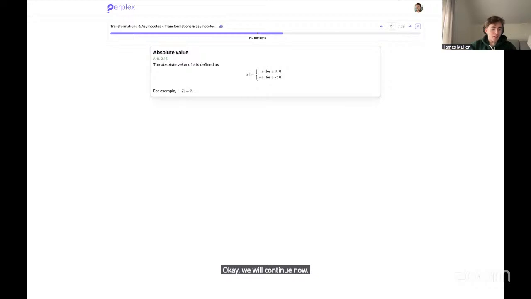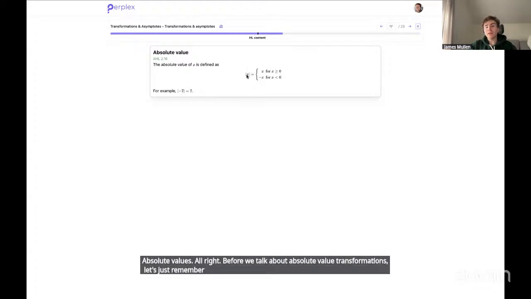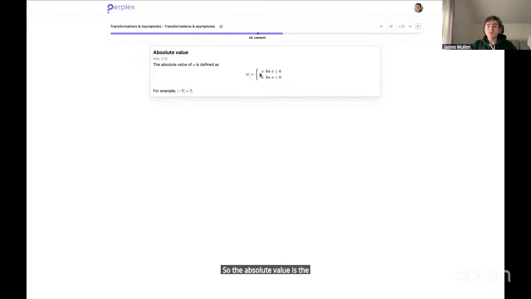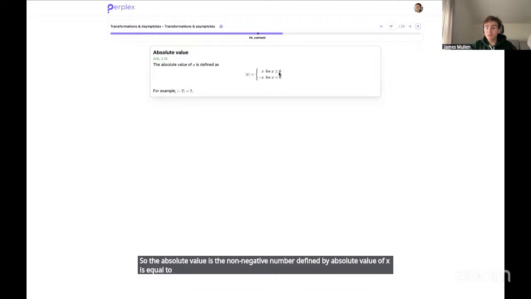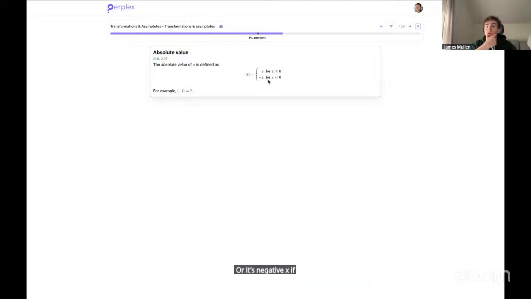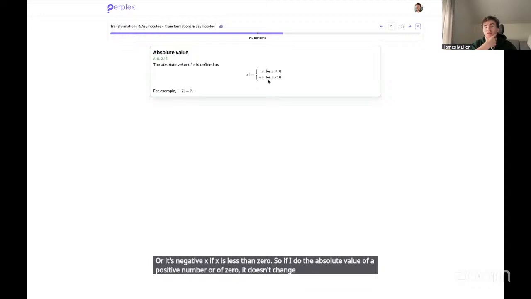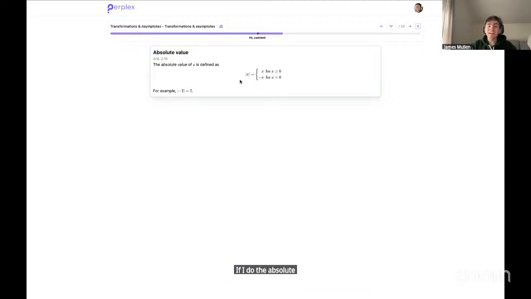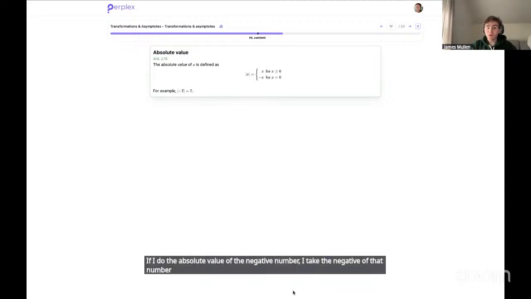Absolute values, all right? Before we talk about absolute value transformations, let's just remember what the definition of the absolute value is. So the absolute value is the non-negative number defined by absolute value of x is equal to x if x is greater than or equal to 0, or it's negative x if x is less than 0. So if I do the absolute value of a positive number or of 0, it doesn't change, it's just that number. If I do the absolute value of the negative number, I take the negative of that number so that it is positive, okay?